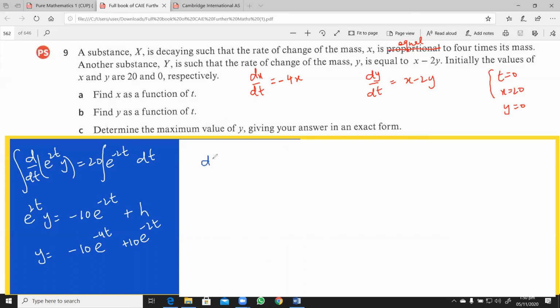So I think I should do all the steps. This is minus 10 e raised to power minus 4t times minus 4, plus 10 e raised to power minus 2t times minus 2.